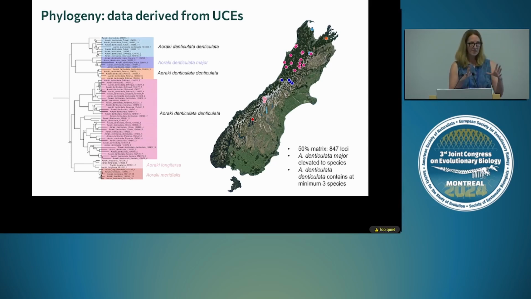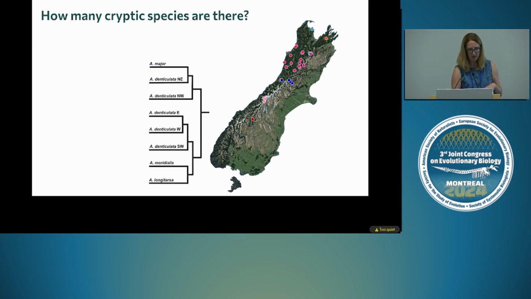All right, so what I'm going to do next is I'm going to simplify this phylogeny. I'm going to streamline it to the bare bones that you need to be able to understand the rest of the talk, and I'm going to walk you through some results.